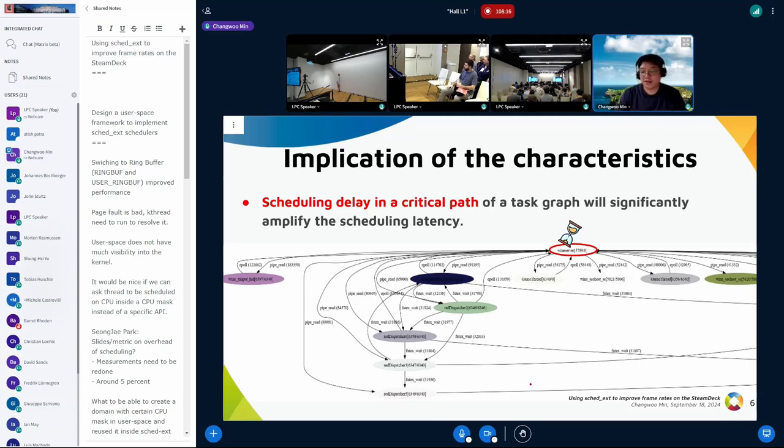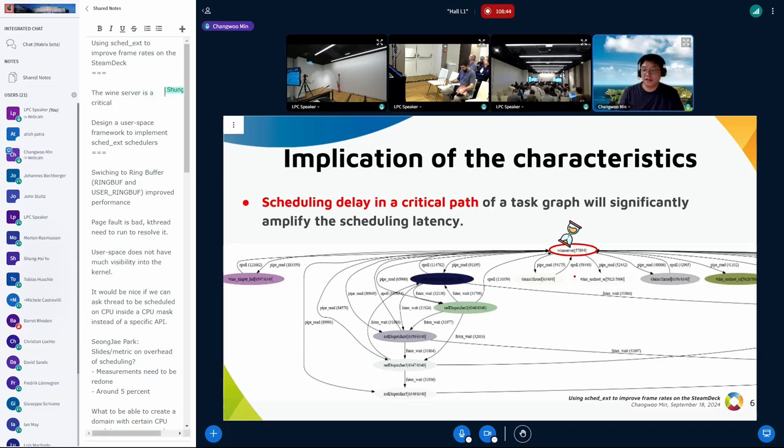As you can see here, the wine server is at the center of the task graph. The game engine threads, the game threads, and the wine-related tasks are tightly connected with the wine server. Which means that if a scheduling delay happens in the wine server, it cascades delays to the execution of all the related tasks. So scheduling delay in the critical path of a task graph is really critical.